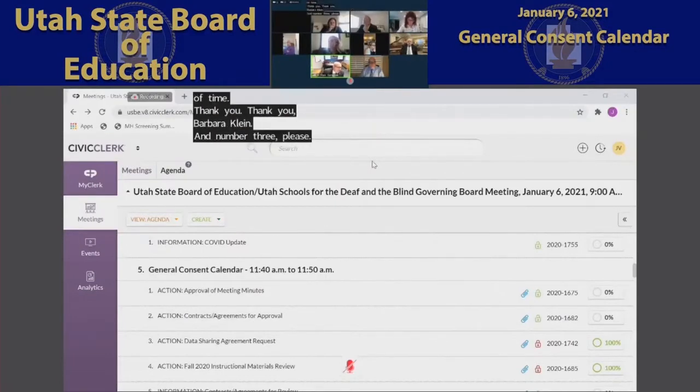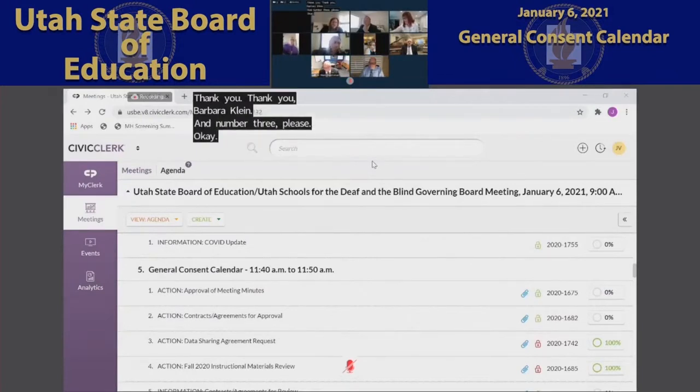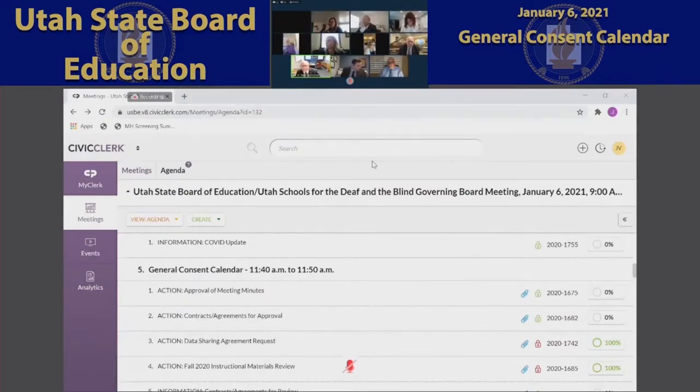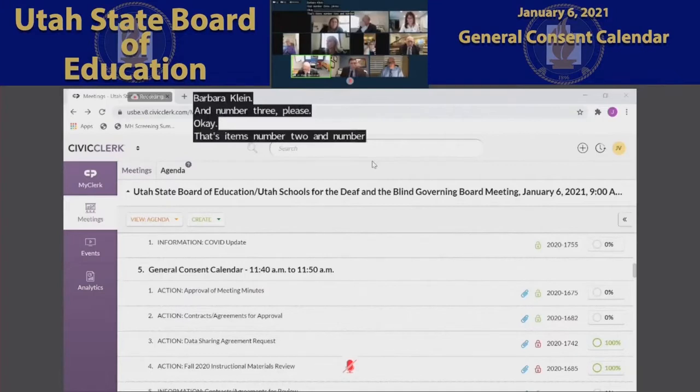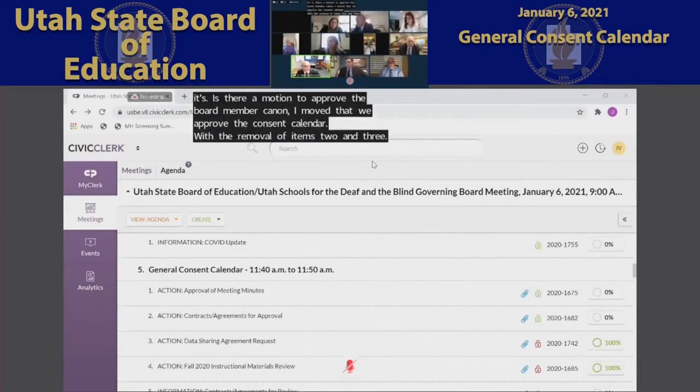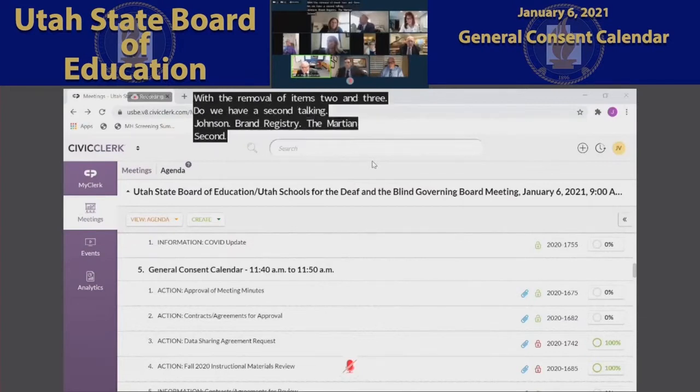They were both actionable items. Is there a motion to approve the? Chair, this is Board Member Cannon. I move that we approve the consent calendar with the removal of items 2 and 3. Do we have a second? Second. I have a motion and a second. The discussion will be for those that will be pulled. So let's vote on this. The motion before the board is that the board approve the general consent calendar with items number 2 and number 3 removed. All those in favor, please vote.